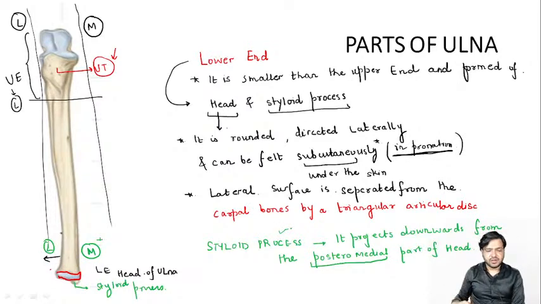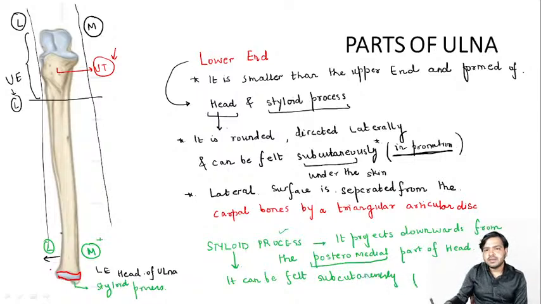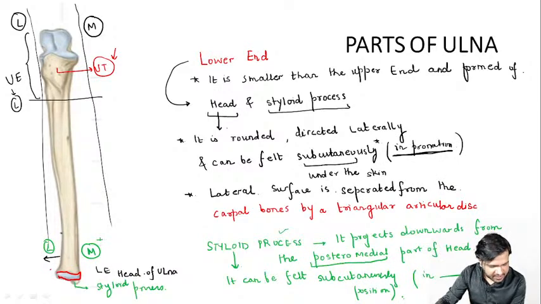You will find the styloid process, and remember it can be felt subcutaneously in one of the movements. Now I want you to answer me: in which movement, supination or pronation, will you feel the styloid process subcutaneously? It can be felt subcutaneously in dash position. I'm waiting for your answers, everyone.